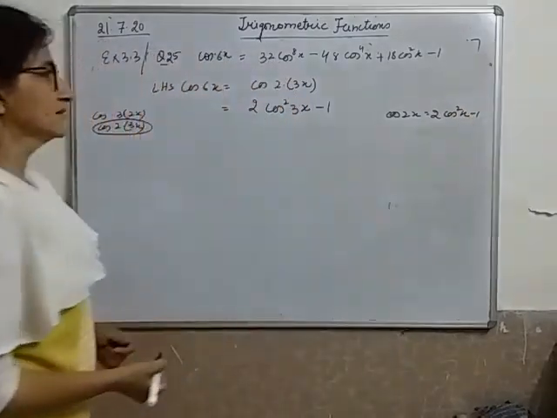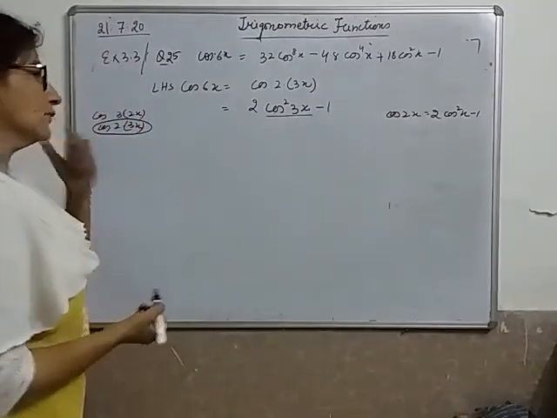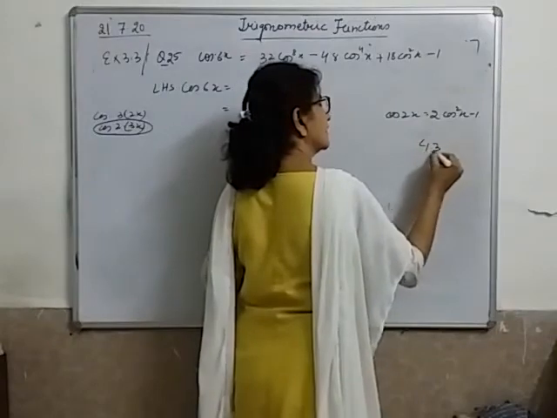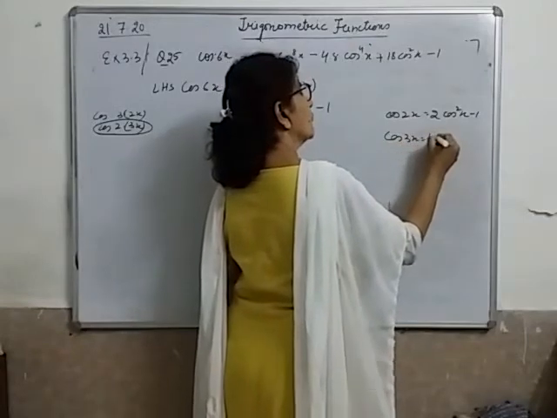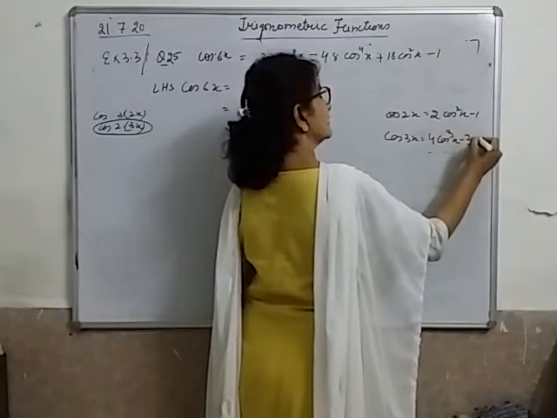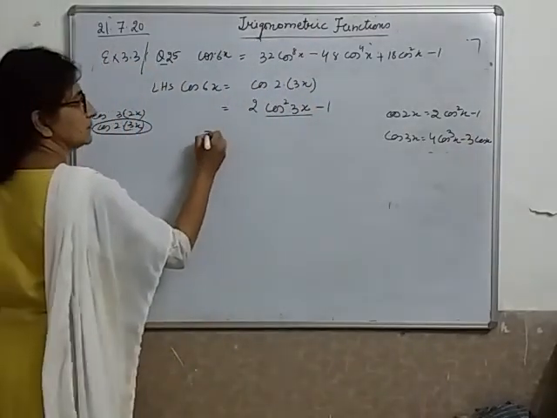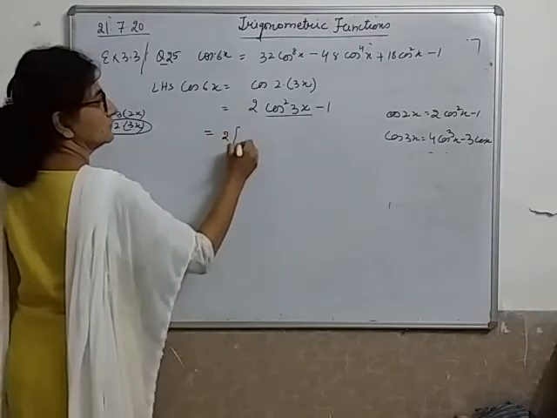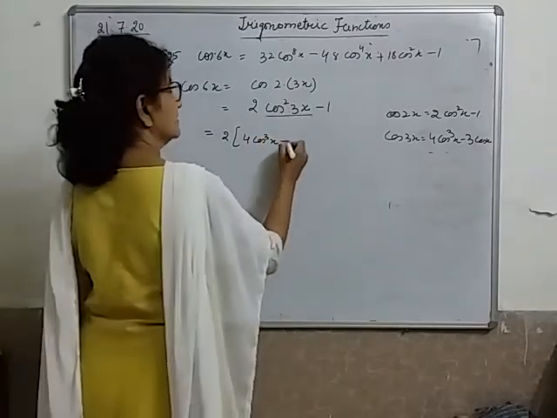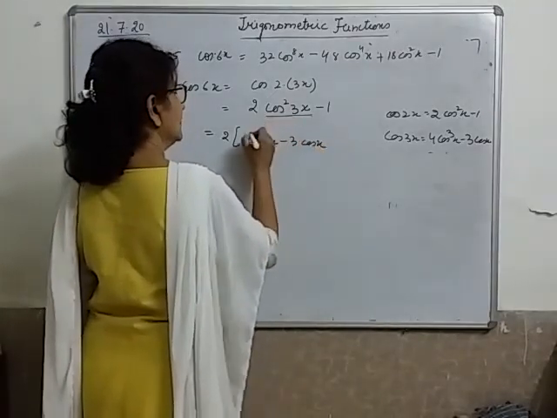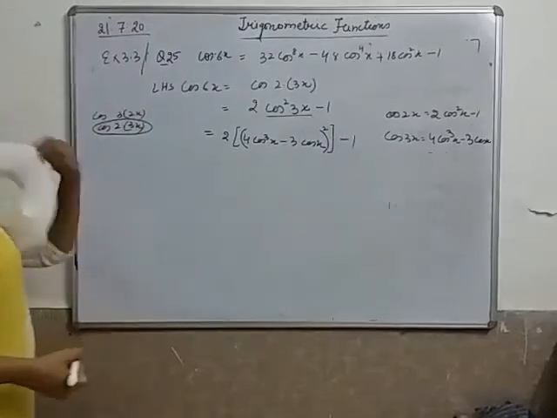Please apply it directly, don't derive it every time. Now it is clear, I have to apply the identity of 3x here. I had told you a method to remember the identity of cos 3x. 4 3, meaning cos 3x would be 4 cos cube x minus 3 cos x. Is that okay? So that's what I'm going to apply here. So it will be 2 times 4 cos cube x minus 3 cos x, and its square, and then minus 1. Please take care of the brackets.